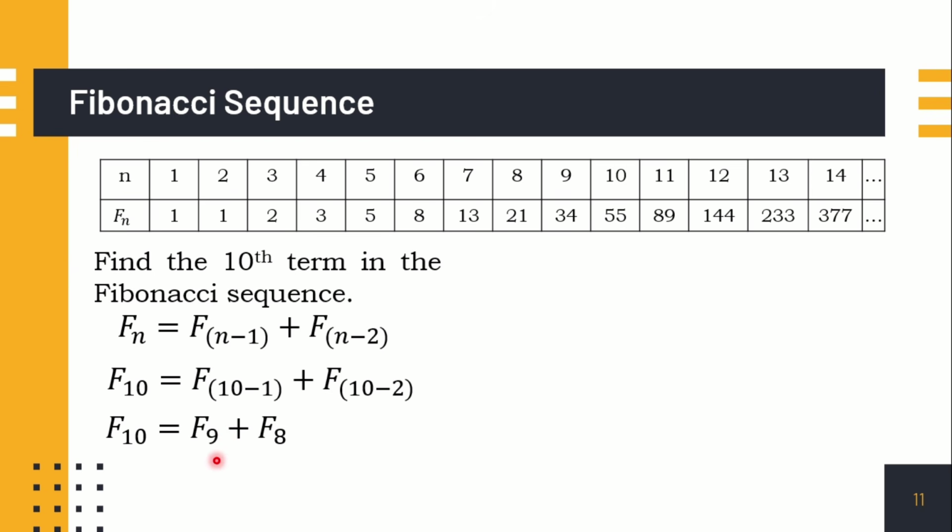So kunin natin yung f sub 9. So ito yon. Now, ano yung value niya? Yung f sub 9 niya, that is 34. Yung f sub 8 naman, that is 21. So 34 plus 21, that is 55. Ibig sabihin, so this is the 10th term sa Fibonacci sequence natin, or sa Fibonacci numbers natin. So yung f sub 10, that is equal to 55.